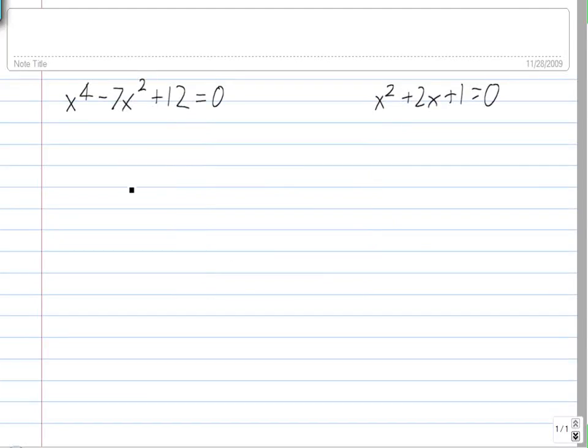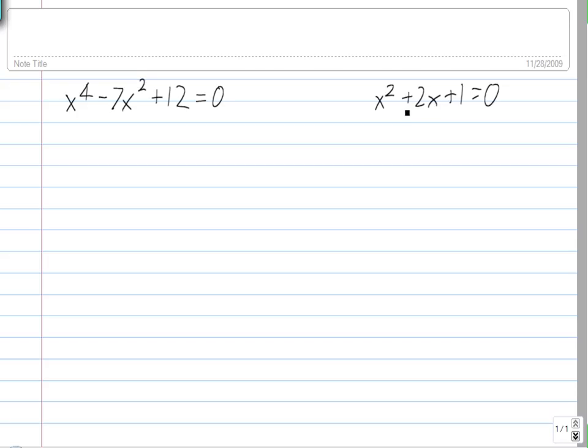On number 25, we're given this polynomial x to the fourth minus 7x squared plus 12 equals 0 and asked to solve this by factoring. I'll try to explain the reasoning behind this as well as I can.